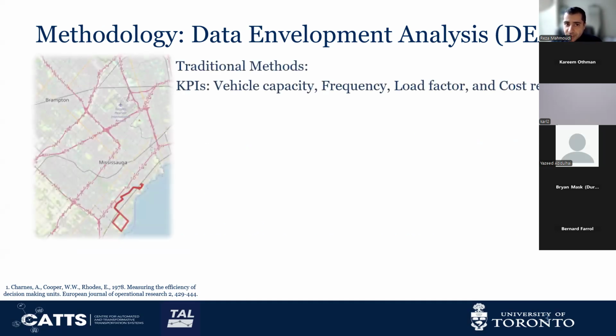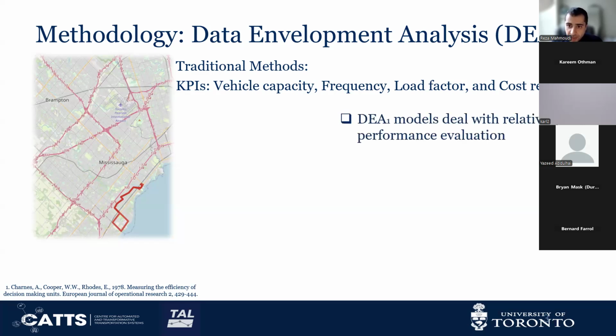Traditionally, when it comes to evaluating the performance of a transit service, a transit route, transit agencies have a list of KPIs, their own standards. They quantify those KPIs and make decisions based on the value of those KPIs for that specific transit route. But we suggest using DEA.